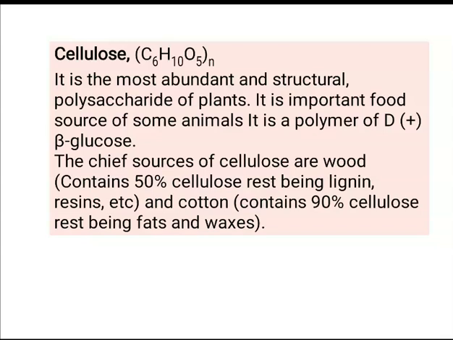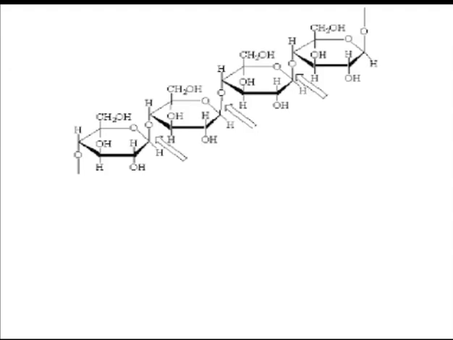Now the chief source of cellulose is wood. Wood contains 50% of cellulose. Cotton contains 90% of cellulose. So this is the structure of cellulose having beta C1C4 glycosidic linkages.